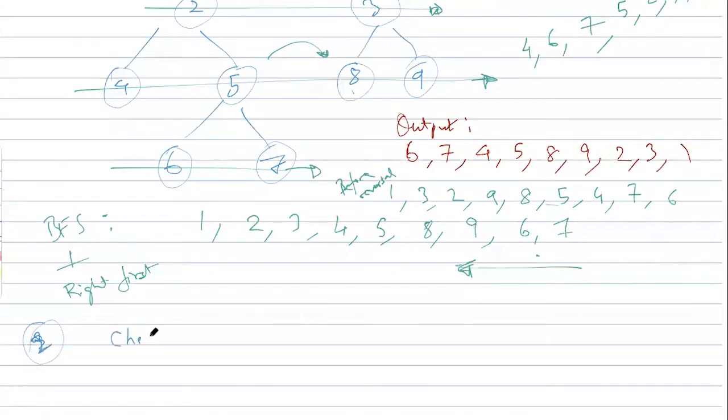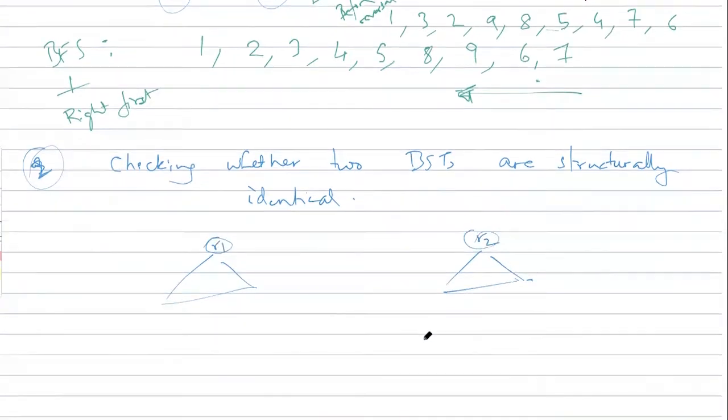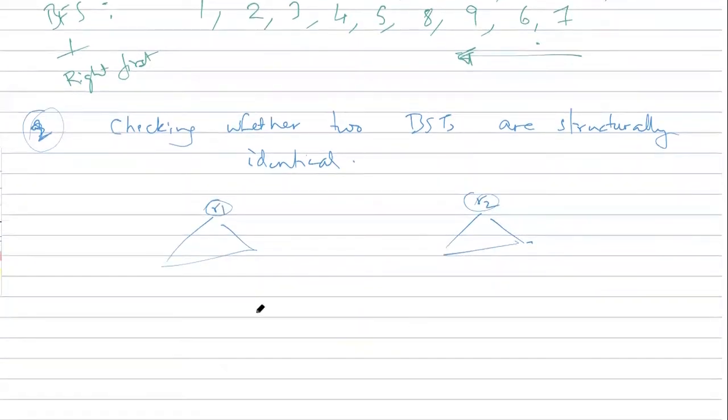So checking whether two BSTs are structurally identical. So you have one binary tree, you have another binary tree. You have root 1, root 2, two roots. So your starting point is clearly, you can pretty much smell recursion here, right?